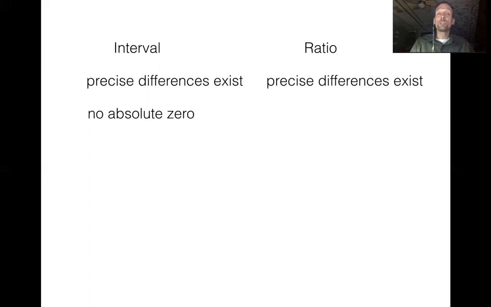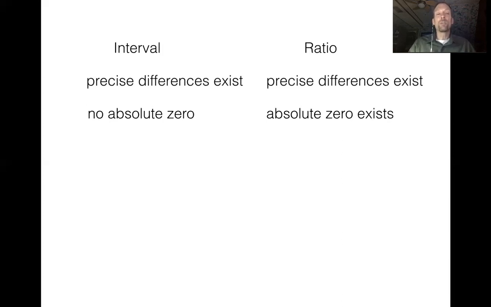So if interval data has no absolute zero, the implication is that we can go negative in the data. Now, ratio is the opposite. We have an absolute zero. And if we're at zero, it means we're completely out of what we're measuring. And that scientifically enables us to make ratios out of numbers, where in interval level data, we can't make ratios out of numbers. And we'll see why in just a minute.